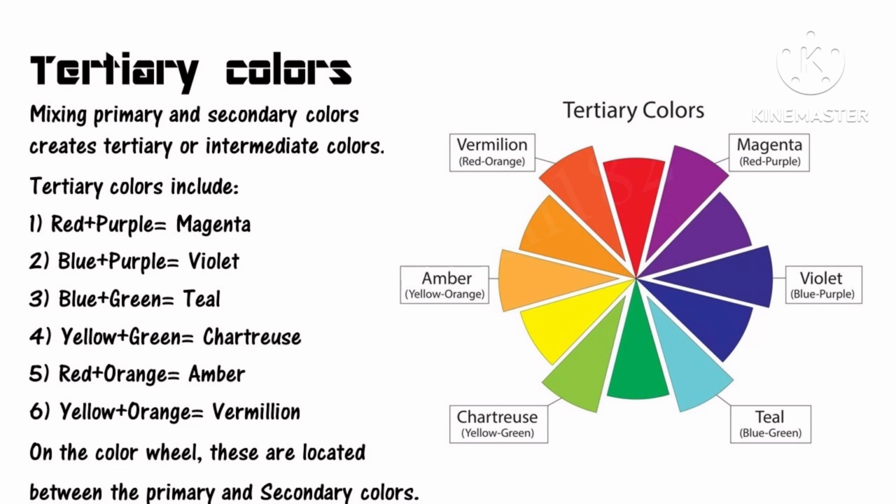In the color wheel, you can see on the right side that the tertiary colors are placed just between the primary colors and secondary colors. Like magenta is placed between red and purple, and violet is placed between purple and blue, and teal is placed between blue and green. So similarly all the colors are placed between primary colors and secondary colors.